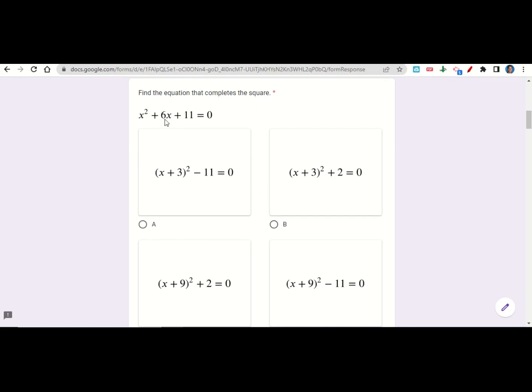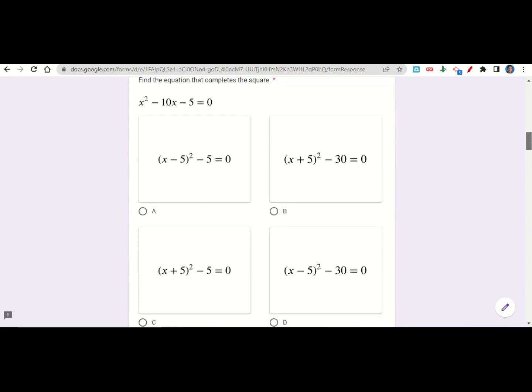And then from that, we know that we take 3 and square it and get 9. So how do we get from 9 to 11? Well, we're going to have to add 2. So we should have a plus 2 on the outside. So that's this one here. And we'll scroll down to the next one.